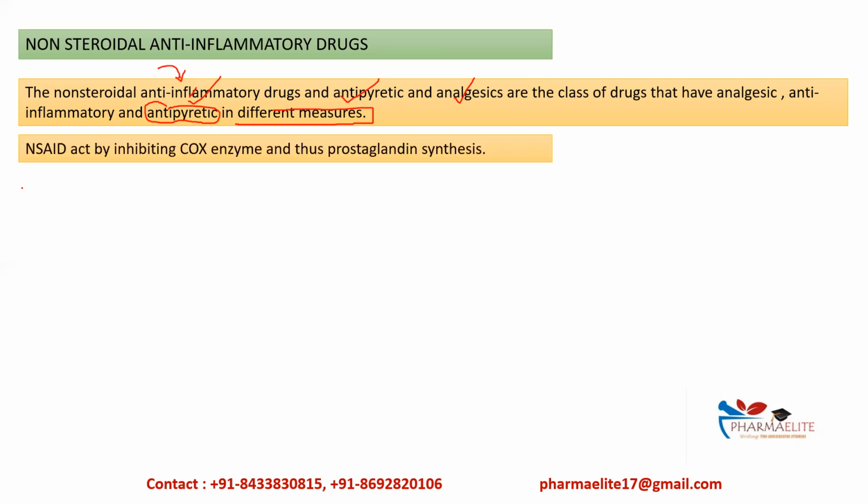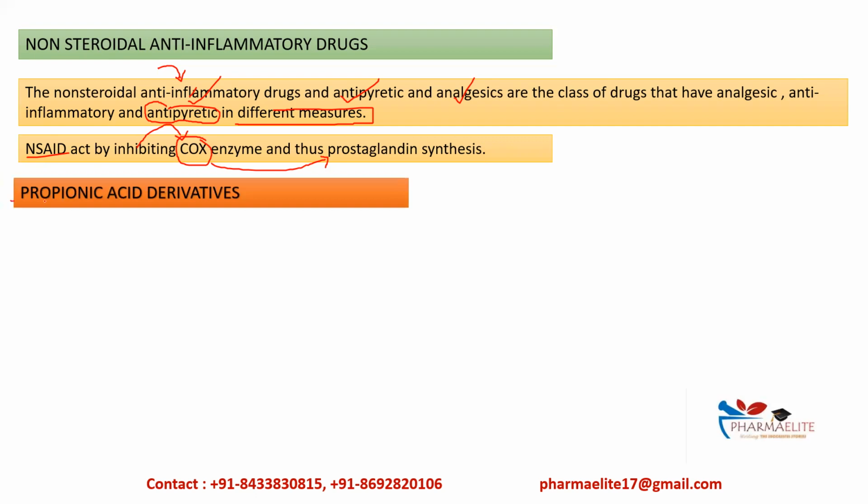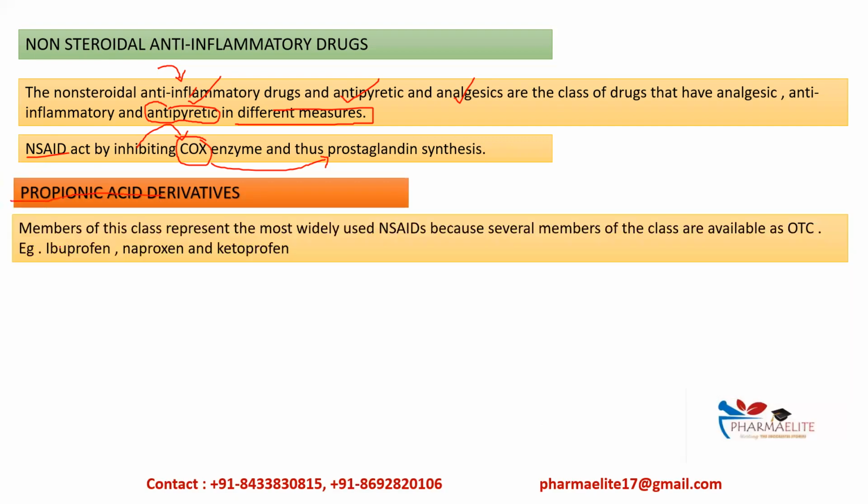The COX enzyme, cyclooxygenase, is involved in the synthesis of prostaglandin, and NSAIDs act by inhibiting this COX enzyme, so further synthesis of prostaglandin won't occur. Propionic acid derivatives: members of this class represent the most widely used NSAIDs, and most of them are also available as OTC, that is over the counter products. Examples: ibuprofen, naproxen, ketoprofen.